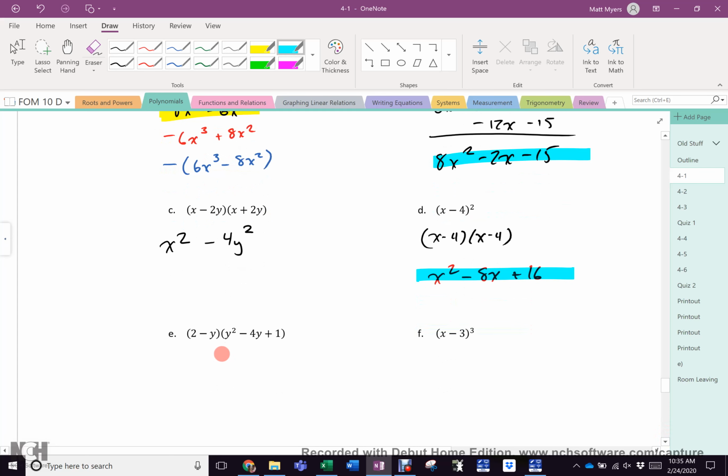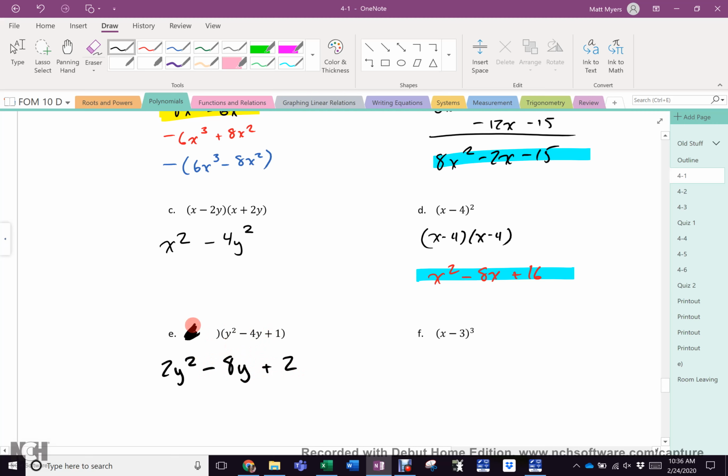Now, we get to this, and this one causes people problems. I don't know why, because it's the exact same thing like all math. First thing I deal with is the 2, because it's the first thing I see. What is 2 times y squared? 2y squared minus 2 times 4y, 8y. 2 times 1, 2.